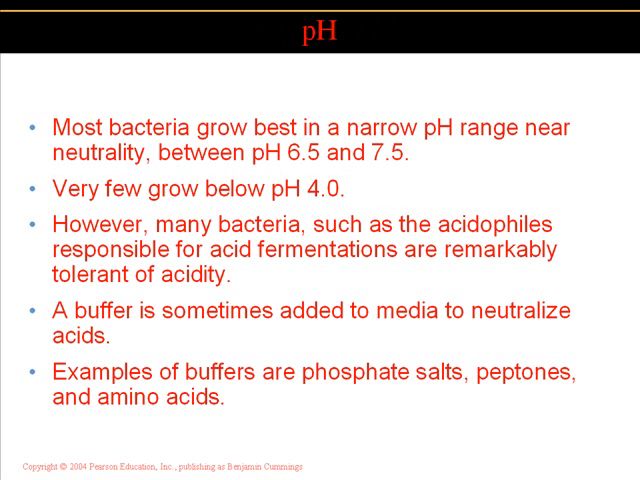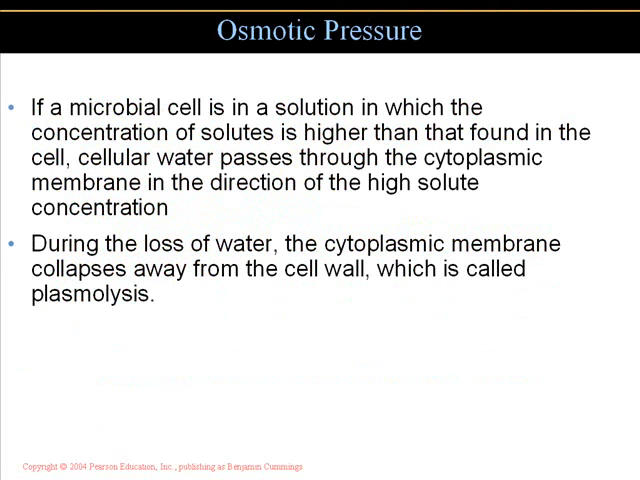A buffer is sometimes added to a medium to neutralize acids. Examples of buffers are phosphate salts, peptones, and amino acids that can be used in solutions to neutralize the acidity of a particular substance. This is important again when you're trying to inhibit certain bacterial growth using a solution or an agent that may be of a lower pH range. Acidic solutions can lead to the death of microorganisms. Also, alkaline solutions may not be tolerated by certain microorganisms and will cause damage to these organisms and thus will inhibit their growth.